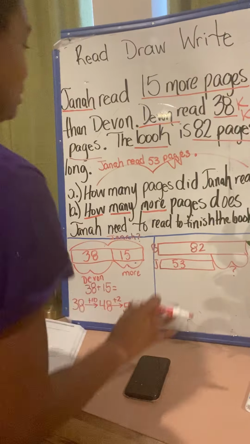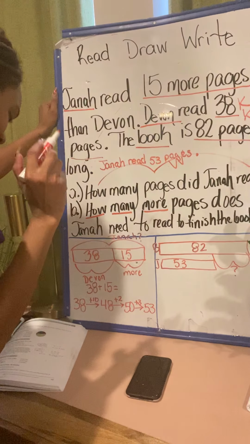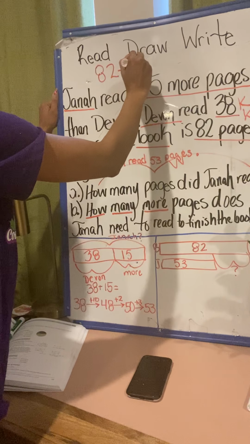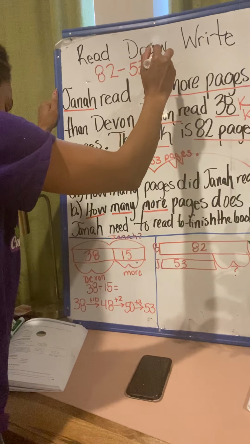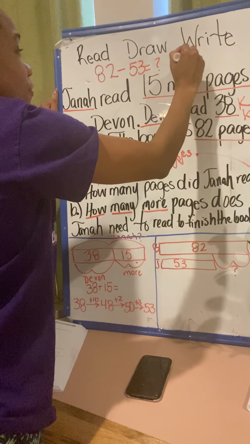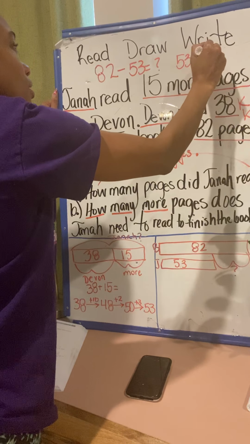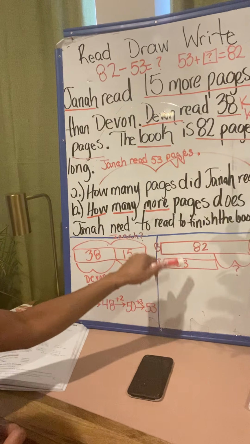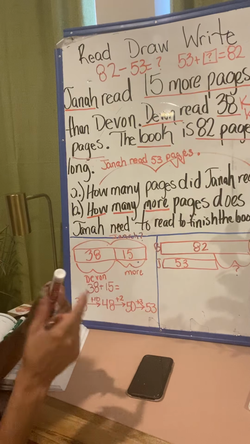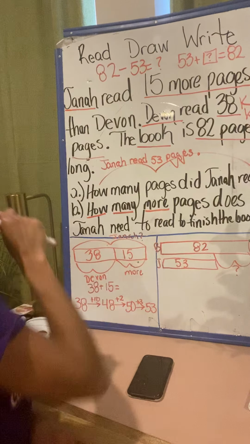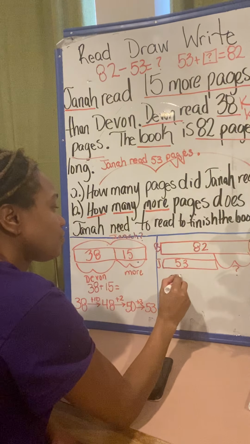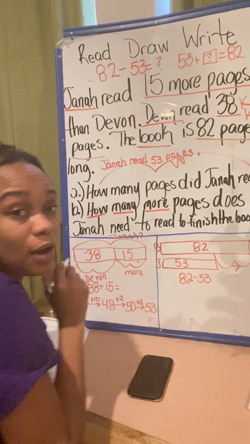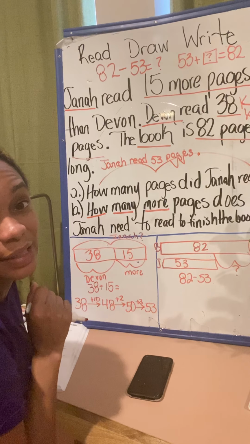You could write, and I'm going to write it up here because I'm running out of space, 82 minus 53 equals blank. Or you could count up and say 53 plus blank will give you 82. Either one of these number sentences would work to solve part B. So I'm going to solve this problem. I'm going to use this number sentence, 82 minus 53. And I'm going to use a number bond to solve this problem. And maybe I'll also do it in the vertical form.